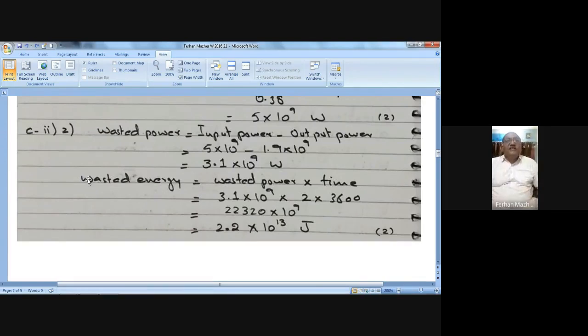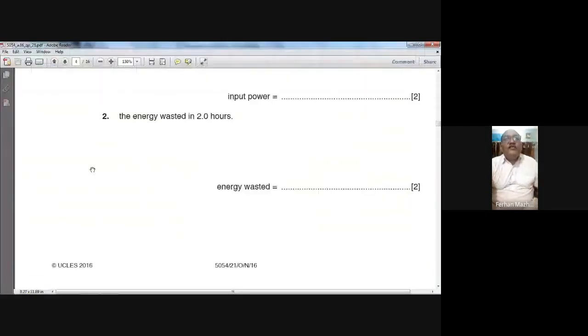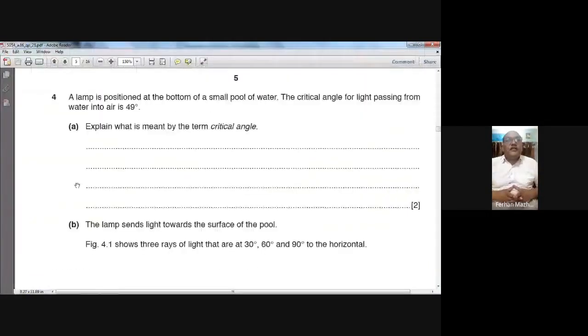The time in this formula must be in seconds. The time in the question was given in hours, so we converted it into seconds. I hope you have understood it. Kindly do this on paper and do the calculations on a calculator. Try it yourself, then you will actually master this concept. Okay, now we are moving to the next question. Question number 4 is on your screen.